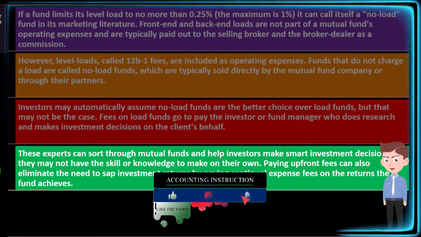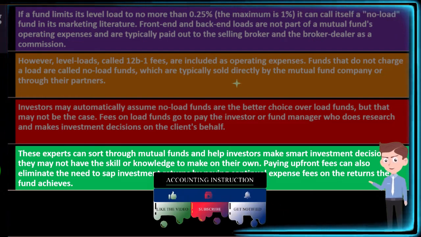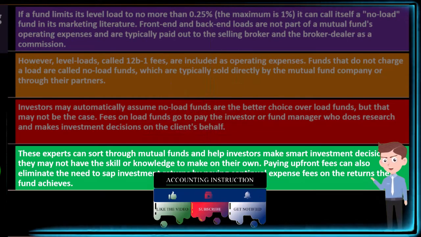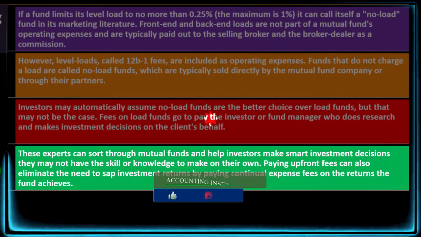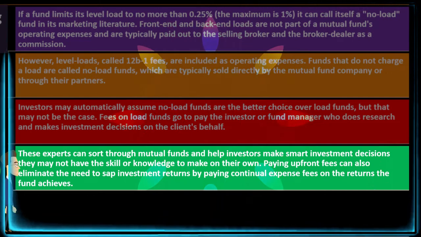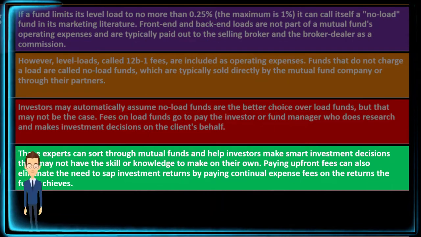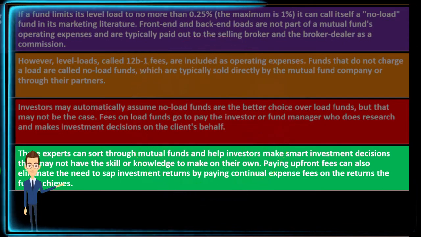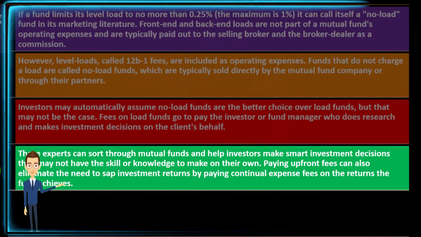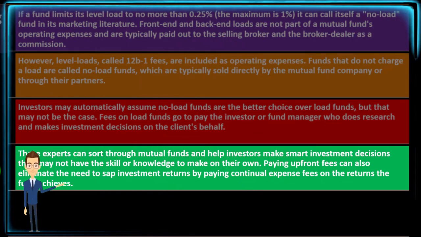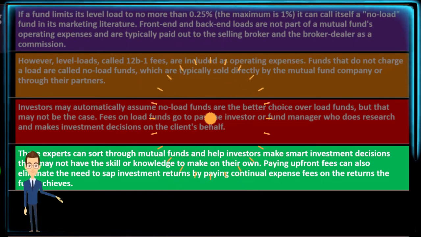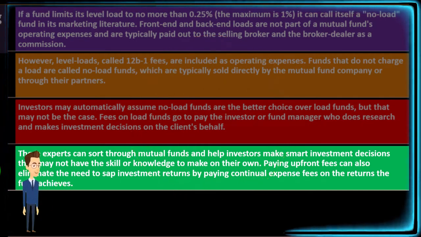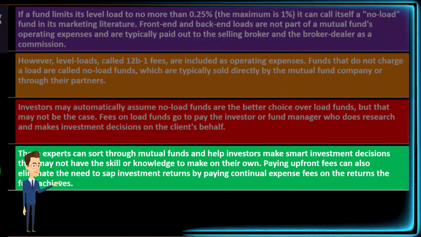So it's going to depend in part, of course, on the level of activity that you want to be in terms of active investing in order to decide which funds would be most appropriate for you, in a similar kind of process as selling or purchasing a home. How much expertise would you like to pay someone to help you through that process in general might be a consideration. So paying upfront fees can also eliminate the need to sap investment returns by paying continual expense fees on the returns that funds achieve.